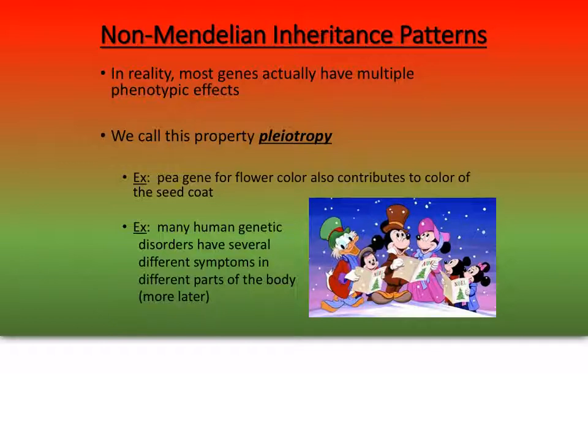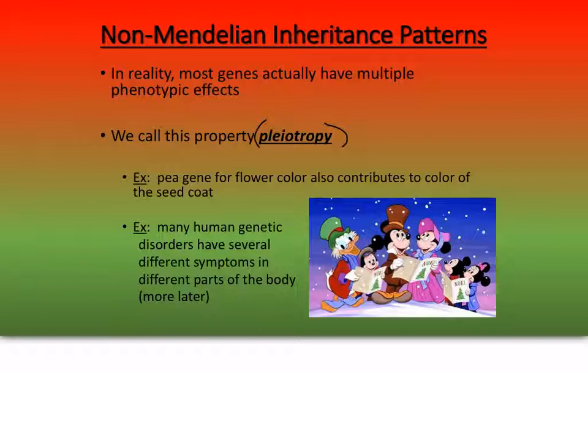Last thing for this little video is another case of non-Mendelian inheritance, which is that a lot of times a gene will have multiple phenotypic effects. So what we mean is one gene might actually influence several different characteristics that you have, and we call this pleiotropy. So if a gene is pleiotropic, it means that it has an effect on more than one of your phenotypes.